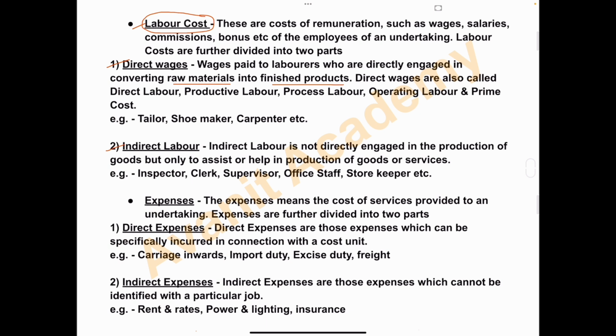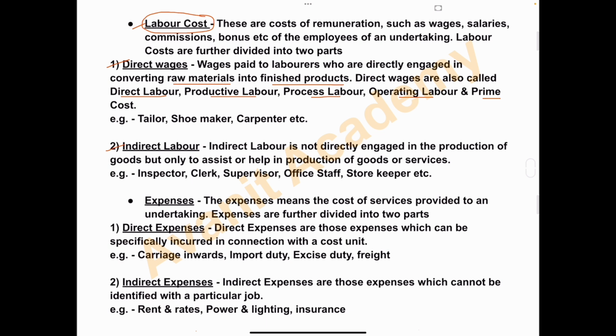Got all of you the meaning of direct wages? Wages paid to laborers who are directly engaged in converting the raw materials into finished products. That labor or those wages are called direct wages. And direct wages is also called direct labor, productive labor, process labor, operating labor, and prime cost. For example, direct wages are paid to a tailor, shoemaker, carpenter, etc.